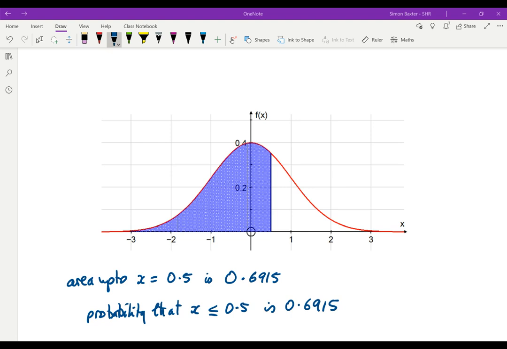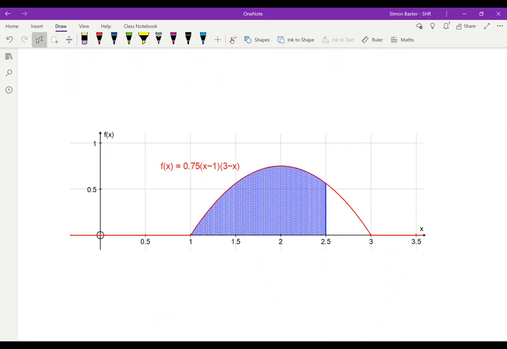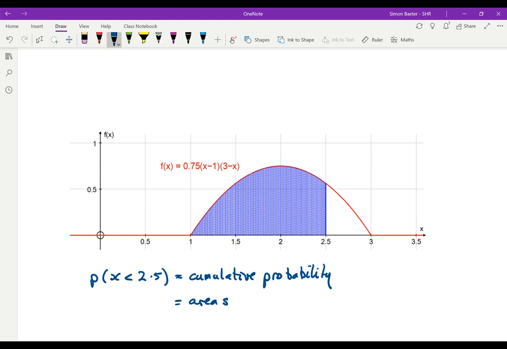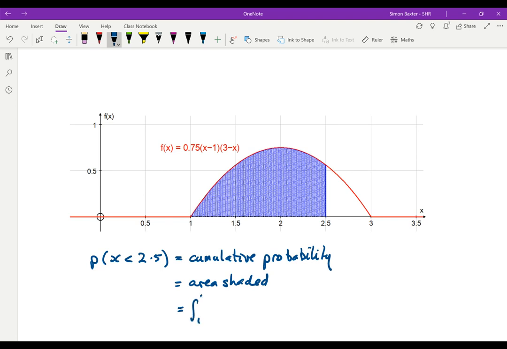Now, this idea doesn't just work for a normal distribution. This works for anything which satisfies the condition for a probability density function. We have exactly the same sort of picture here. The probability now that x is less than 2.5, or less than or equal to, makes no difference, is the cumulative probability. And it is just the area shaded. This would mean that it was equal to the integral from 1 to 2.5 of whatever the equation is, 0.75(x minus 1)(3 minus x) dx.